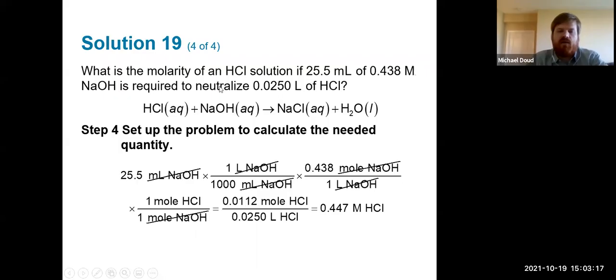Okay, so put it all together. It's 25.5 milliliters times 1 liter divided by 1,000 milliliters for our NaOH solution. Then we use the molarity. 0.438 molar means that there's 0.438 moles of sodium hydroxide per 1 liter of solution. And then finally, the mole-mole factor. We know that there's 1 mole of HCl for every 1 mole of sodium hydroxide. That gives us here our number of moles of HCl, 0.0112 moles HCl. Divide that by the liters, 0.0250 liters of HCl. And that gives us our answer here, 0.447 molar HCl solution.